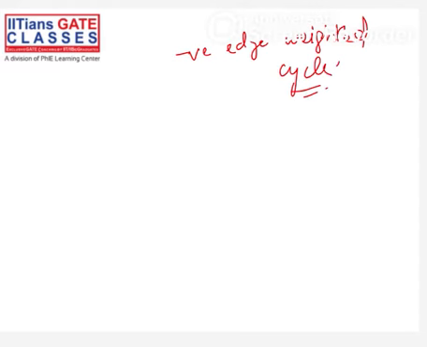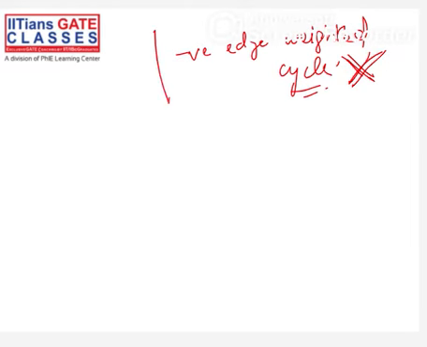Before I move on to the next algorithm, I just want to point out a small thing in Dijkstra's algorithm. If you remember, I told you that if you have a negative edge-weighted cycle, then Dijkstra's algorithm is not valid. Correct? This point is right. Dijkstra's will not be valid.